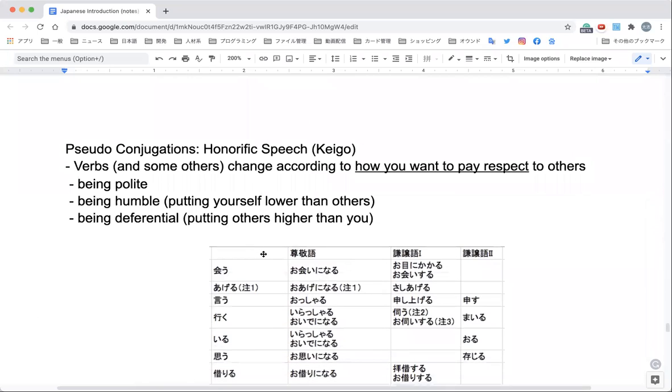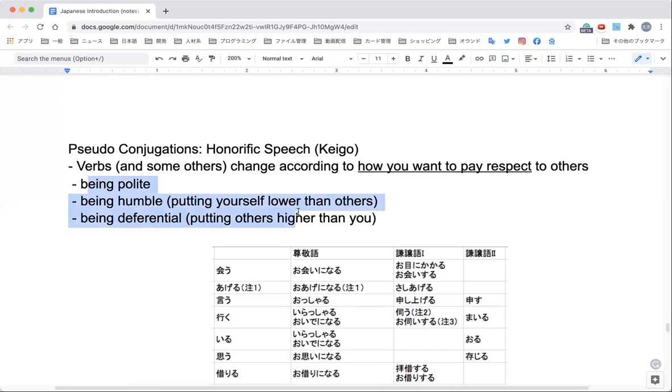This is what I would like to call pseudo conjugations in honorific speech, keigo. In Japanese, we change verbs or sometimes other words according to how we want to pay respect to others, in what way we want to pay respect. What does it mean? One thing is being polite, using formal words, another is being humble, which means putting ourselves lower than people, and another is being deferential, putting other people higher than you. And then the words change depending on which one to pick, basically.